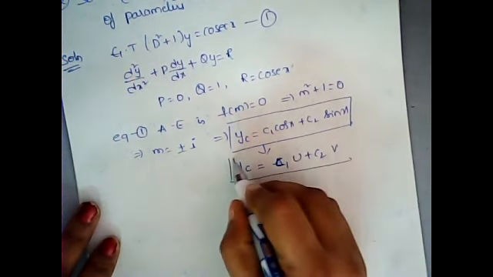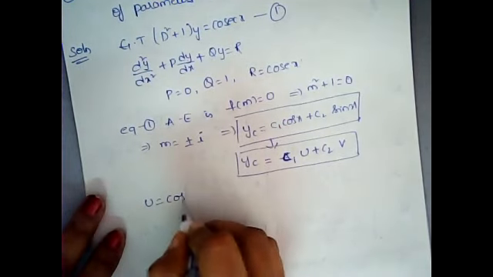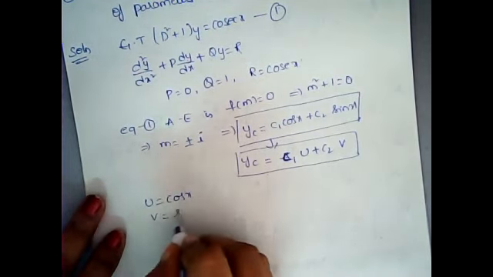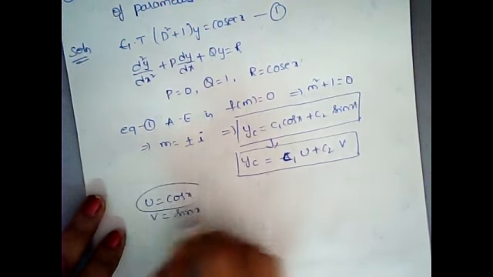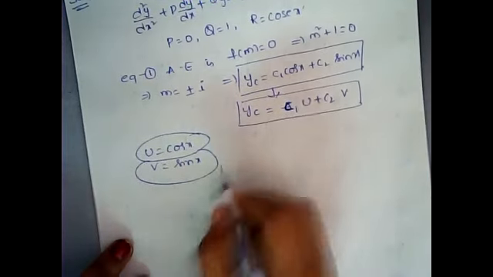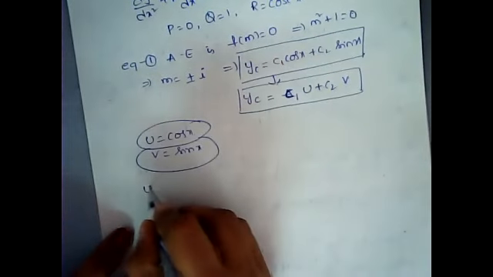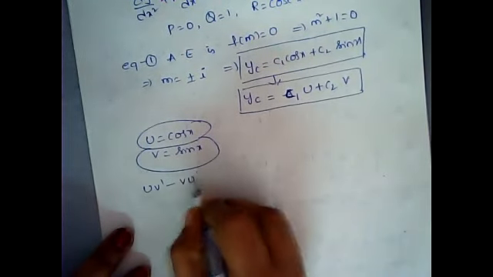Now equating these two equations, we get u is equal to cos x and v is equal to sin x. Now after getting u and v, let us check the condition. What is the condition here? Which is uv dash minus vu dash.